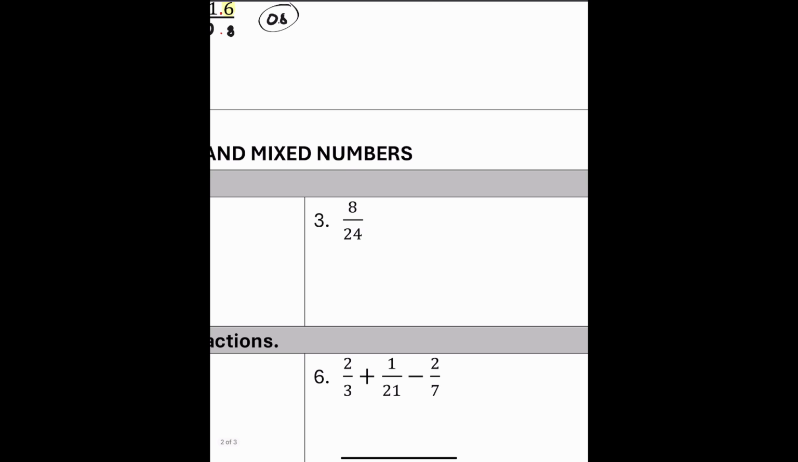Number 3, we have 8 over 24. What's the largest number that goes into 8 and 24 at the same time? Is it 2, like the first two problems? Well, yes, 2 goes into 8 and 2 goes into 24, but that isn't the largest number. The largest number is actually 8, right? So 8 goes into 8 and 8 goes into 24. So we have 8 divided by 8, that's 1, and 24 divided by 8, that's 3, so 1/3.